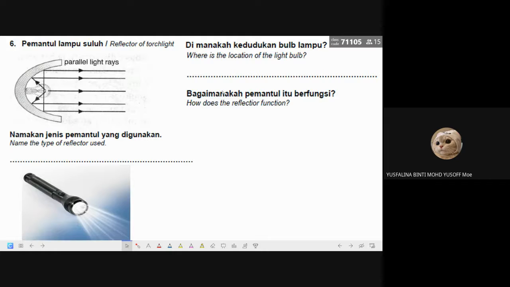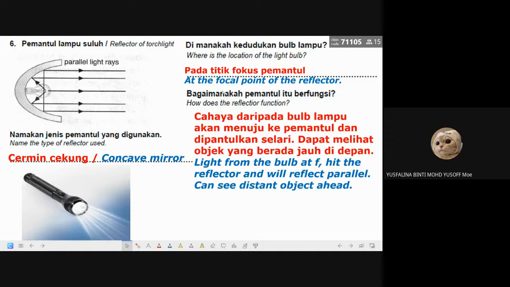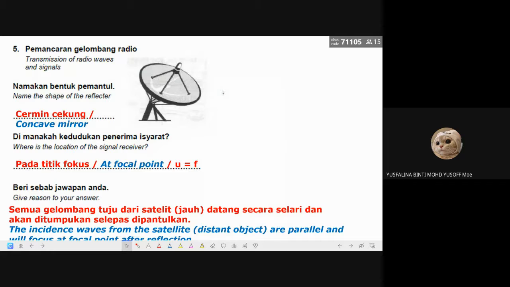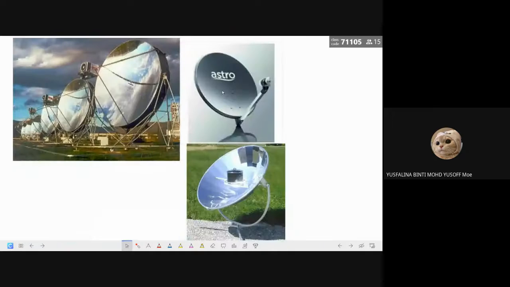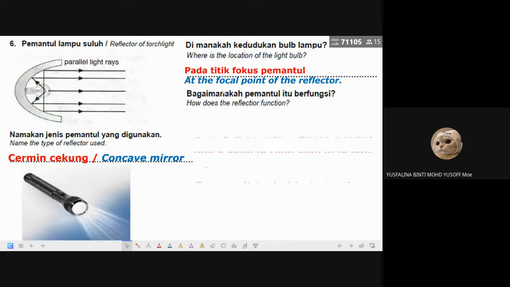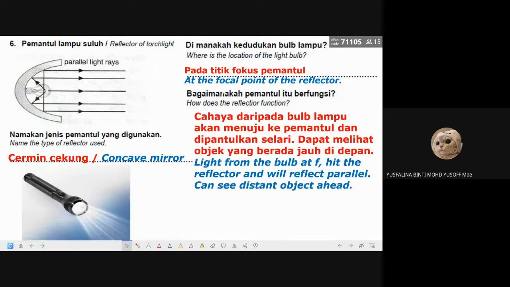The next one is the reflector of the torchlight. This also uses a concave mirror. Where is the location of the bulb? The light bulb should be at the focal point, same as the signal receiver. So how does the reflector function? All the light rays from the bulb at F hit the reflector and will be reflected parallel, so we can see a distant object. All the light rays will be reflected back. Light goes from here and will be reflected, and this one also will be reflected, so it can produce parallel light rays.